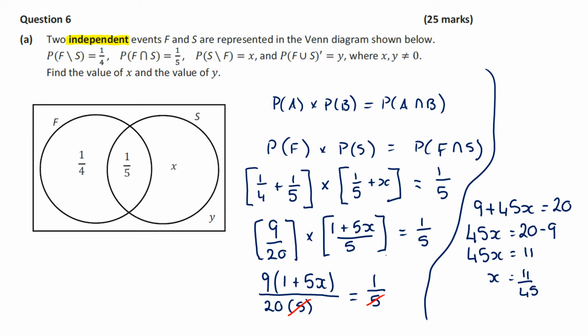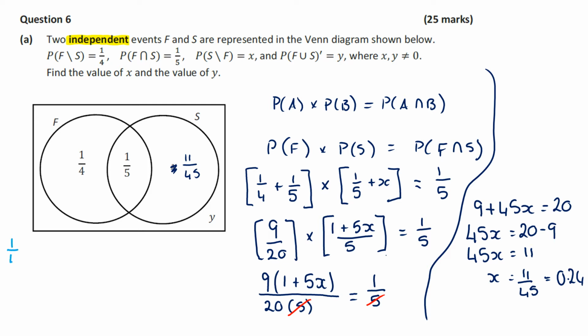Now, I would always say fraction form if you can. I wouldn't change it to decimal unless they specified it. If you changed it to decimal, it's approximately 0.24, but I wouldn't be encouraging that. Now, that's my x. I'm going to put this on my diagram now, 11 over 45. In order to get my y, I can use the idea that all my probabilities should add to 1.